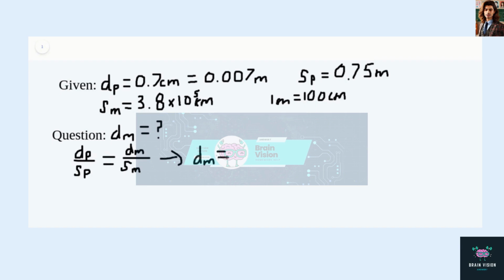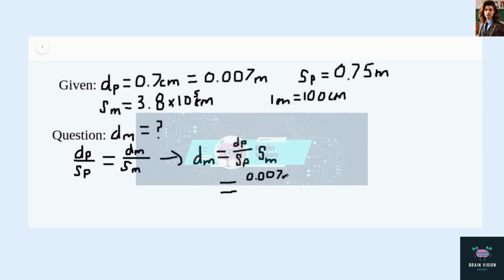We find that the diameter of the moon is equal to the ratio d sub p divided by S sub p, and that is going to be multiplied by S sub m. Okay. All right, and let's go ahead and plug in all the values that we have. D sub p is 0.007 meters.